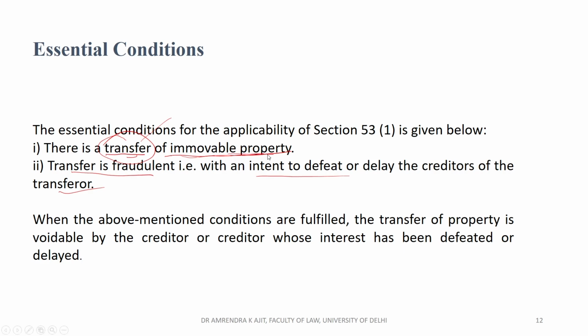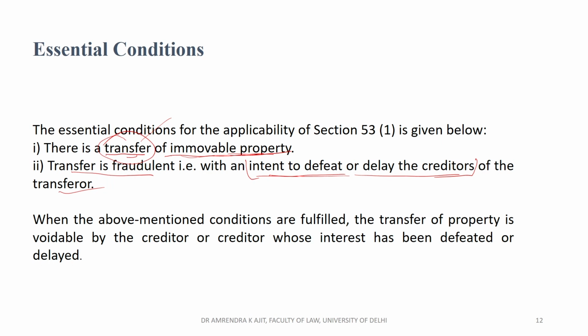Okay. And for what purpose is the transfer of immovable property? It is for intent to defeat or delay the creditors. There is no other intention mentioned under this section. It is specifically to defeat and delay the creditors. It is not talking about defeating a third party or any other transfer. Here it is only about the creditors.